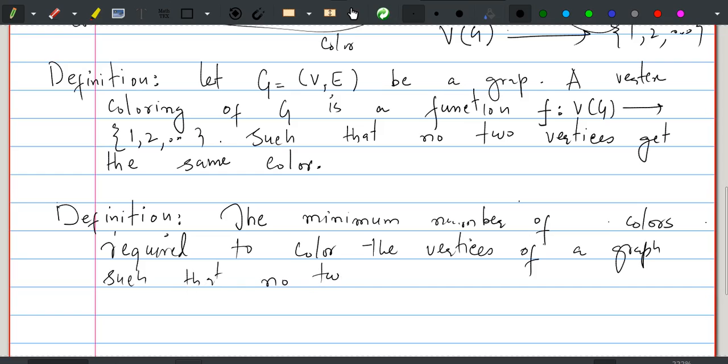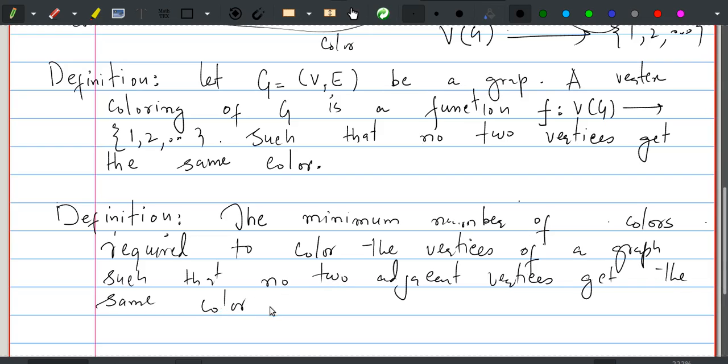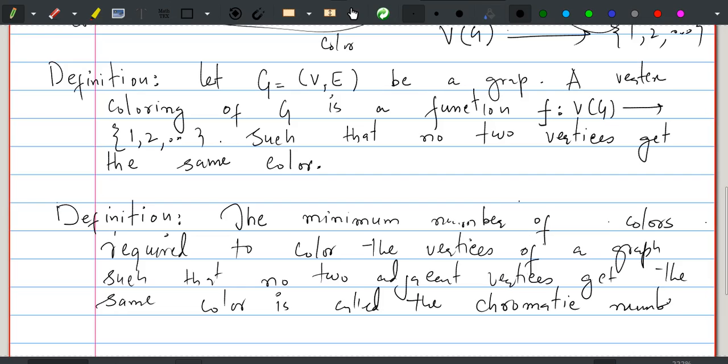no two adjacent vertices get the same color is called the chromatic number of G. And this chromatic number is sometimes also called the chromatic index of G.